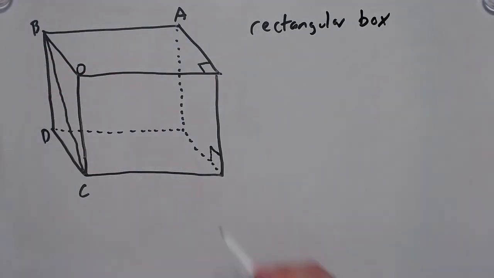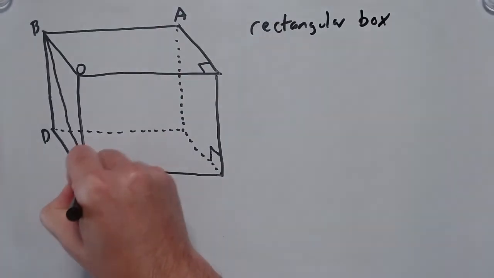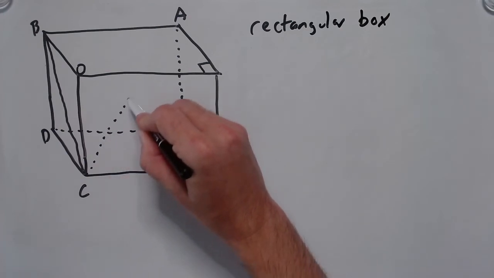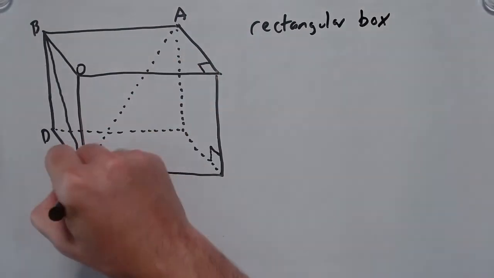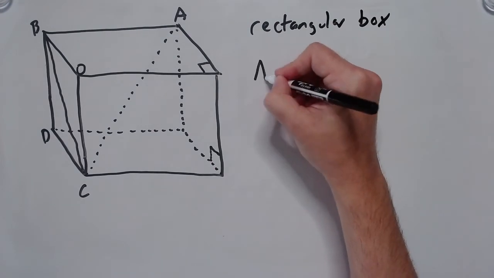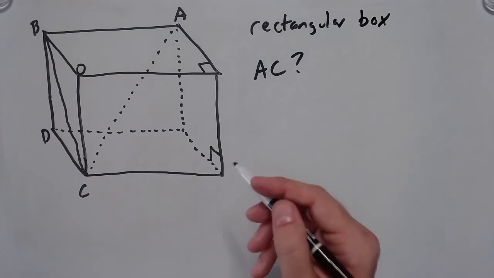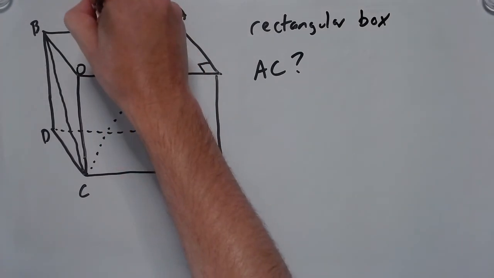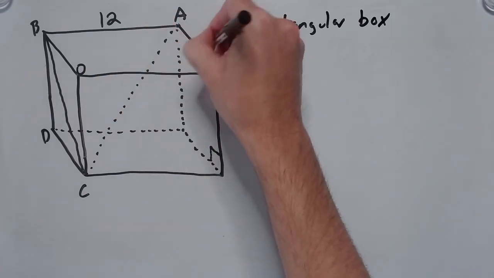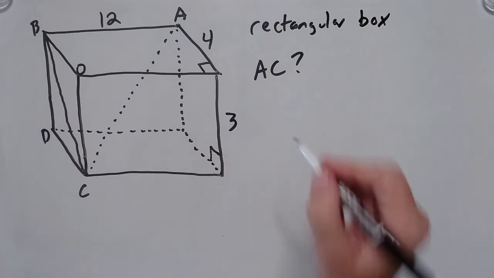So here's the big question. I'm going to connect this back corner of the box to this bottom front corner. So there's this funky diagonal going through the box from the front all the way to the back. And we want to find what is the measurement of AC. Well, we need some more numbers on here, don't we? So this back wall, we're going to say is 12. And this side wall is 4, and this top wall is 3.